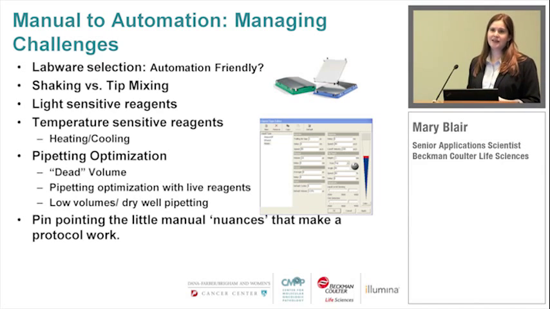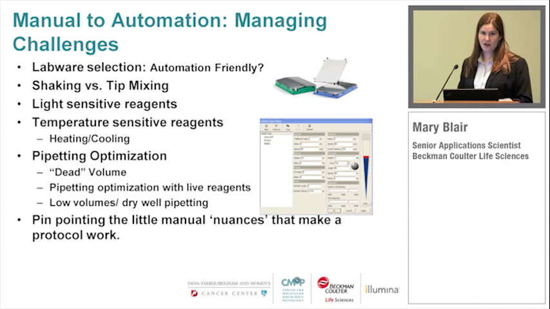Shaking versus tip mixing: shaking will cut down on time, but with certain volumes and certain labware types, cross-contamination is possible, so you use tip mixing. There are also light-sensitive reagents that we have to take into consideration, or any temperature-sensitive reagents, and whether or not we need a heating and cooling option. And then pipetting optimization, the dead volumes, which is what we call the amount that we put into the reservoirs and reagent sources to make sure that we have enough to pipette out. And then there's also pinpointing the little manual nuances that make a protocol work and being able to translate that onto the robot.